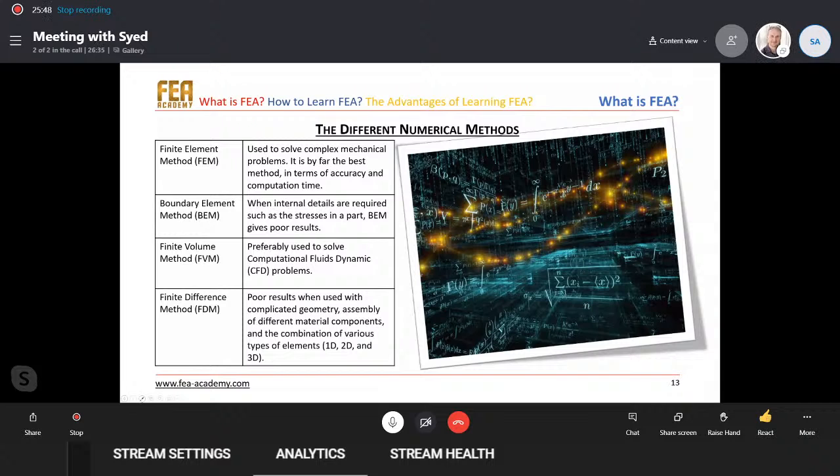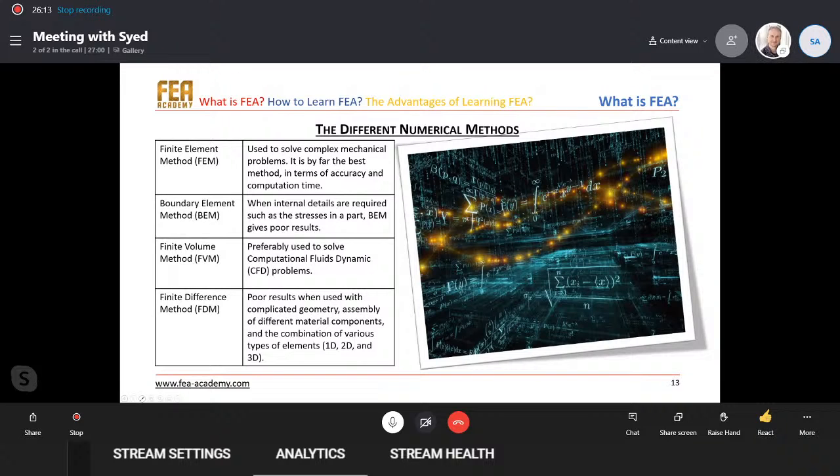The finite difference method has a limitation when it is used with complicated geometry, assembly of different material components, and the combination of various types of elements, the 1D, 2D, and 3D elements. So, to solve complex mechanical problems, the finite element method is by far the best method in terms of accuracy and computation time.